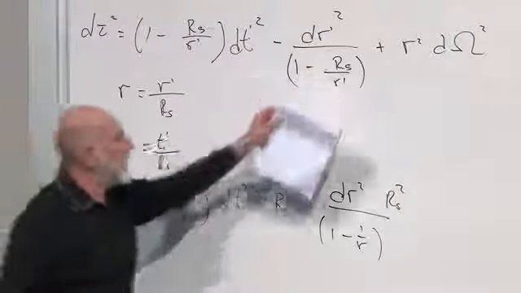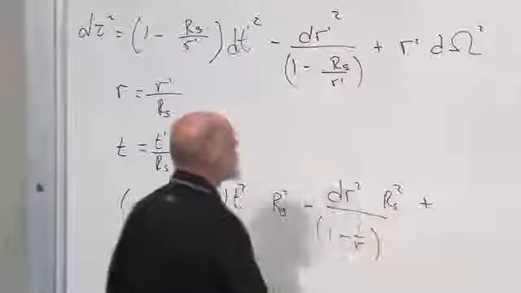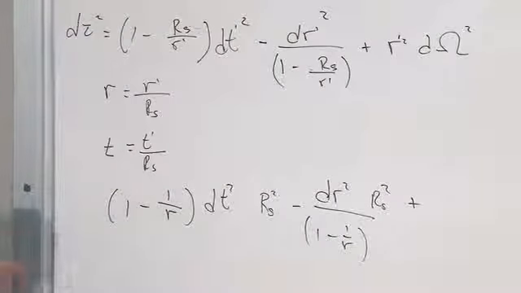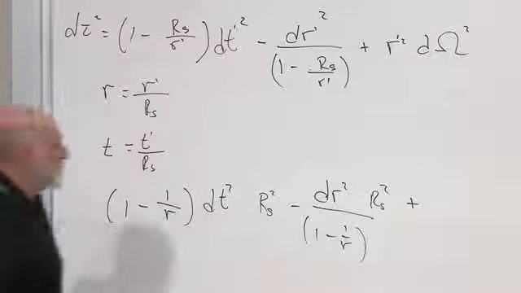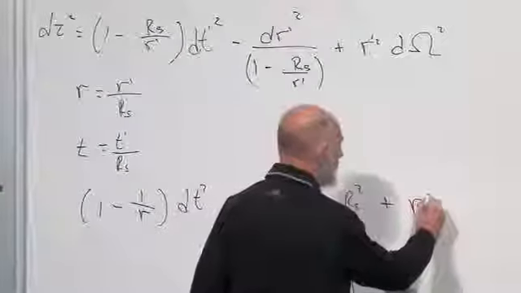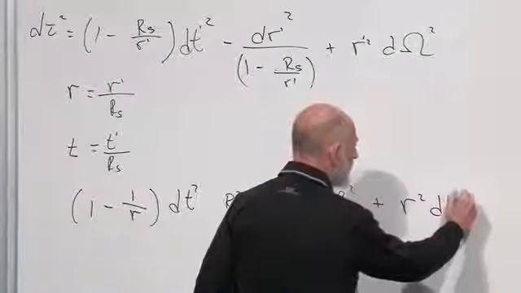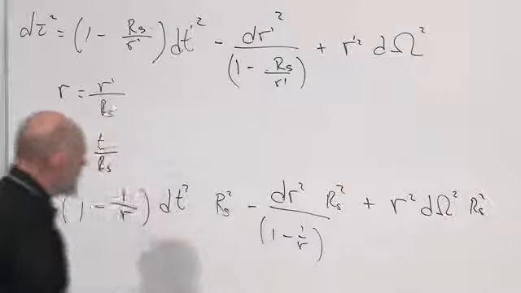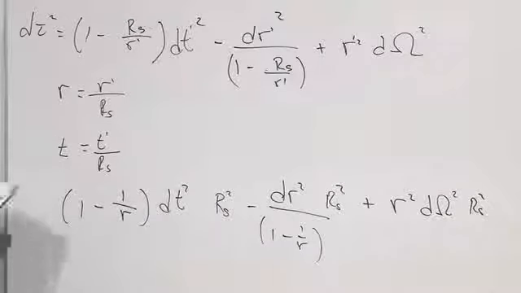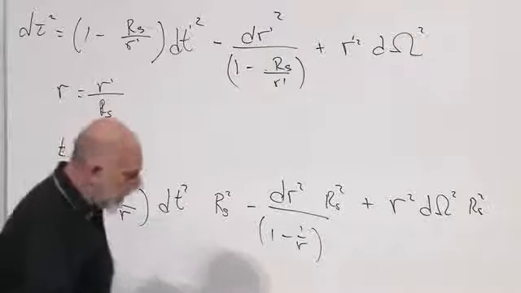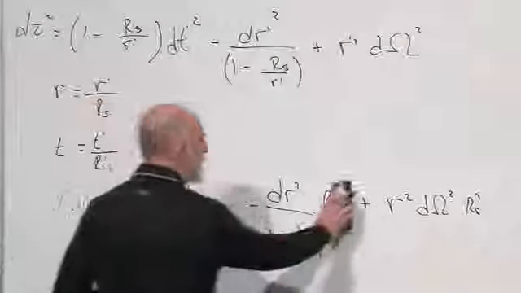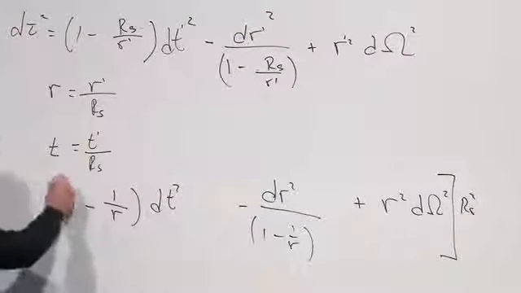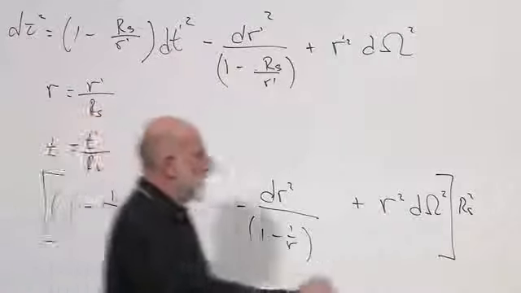And what about the last term here? The last term is plus r prime squared. R prime, again, is r times r Schwarzschild. So this is, again, r squared d omega squared times, again, r Schwarzschild squared. So the Schwarzschild radius, or the square of it, just factors out from everything. Let's put it on the outside. Put a big bracket around it. And that is d tau squared.